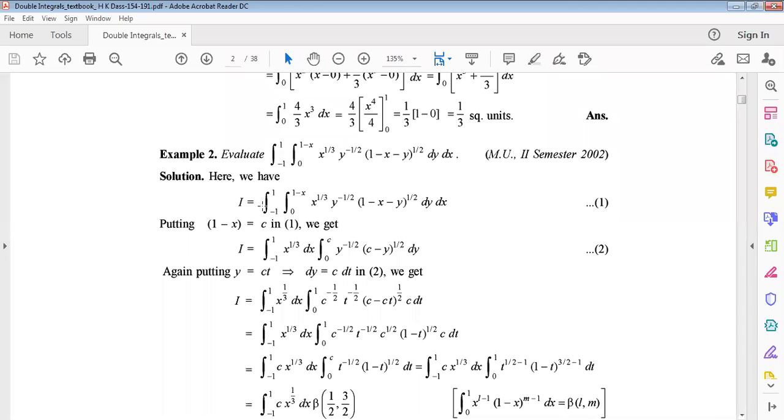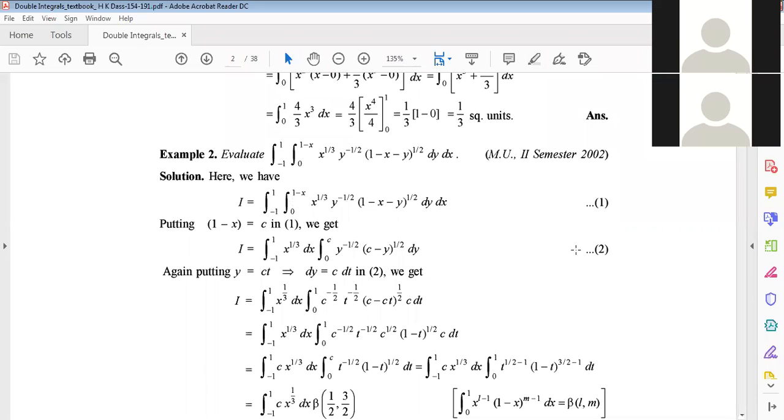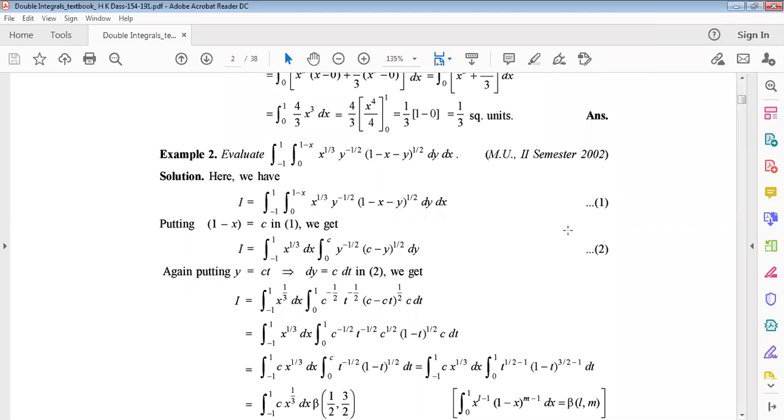Let us consider I equals the given double integral, from minus 1 to 1, 0 to 1 minus x to the power 1 by 3, y to the power minus half, bracket 1 minus x minus y to the power half, dy dx. This is equation number 1. Now putting 1 minus x equals c in equation 1.